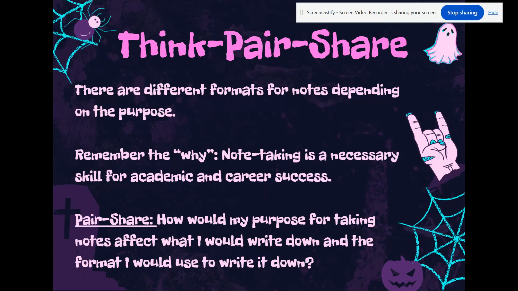So I want you to pause for a second and find a partner. Flip over your piece of notebook paper and write their name on the paper so you know who your partner is. And I want you guys to take a minute or two and just talk about how would my purpose for taking notes affect what I would write down and the format I would use to write it down. So go ahead and answer that question. Pause it, read it again if you need to.